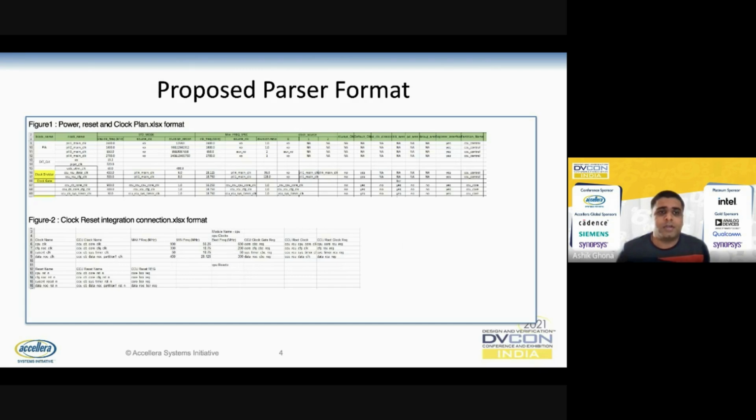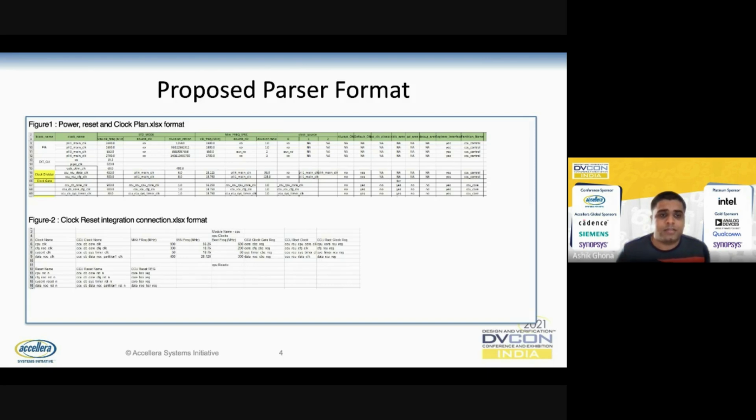This is the format which the parser is using. It has information related to PLL sources and various frequency modes like min, max, or boot frequency mode. It has information related to the clock divider, the frequency value, and the PLL from which the clock divider is using its source. Then we have information related to clock gates.